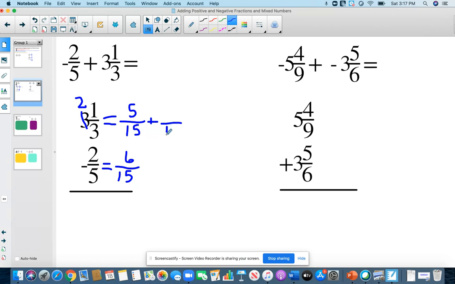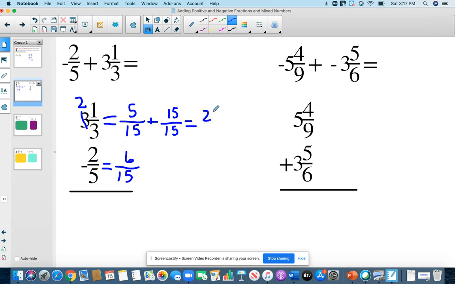And I have to have 15/15 to be equal to 1. So I'm going to put 15/15. And I'm going to add my 5/15 I had plus the 15/15 I regrouped from my whole number. And that would give me 20/15.